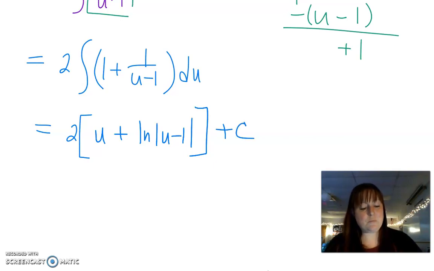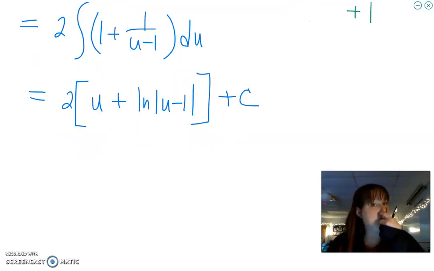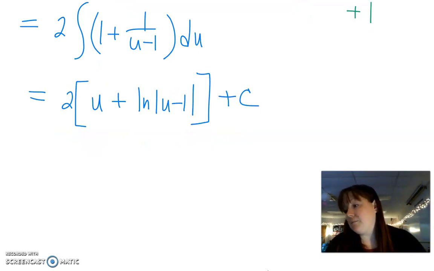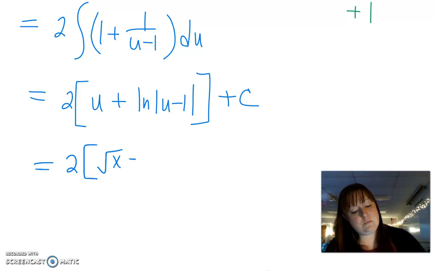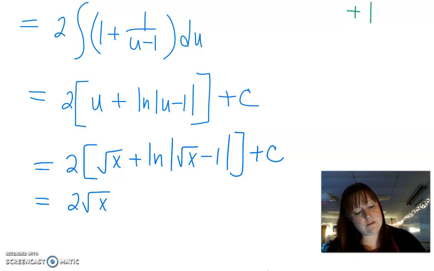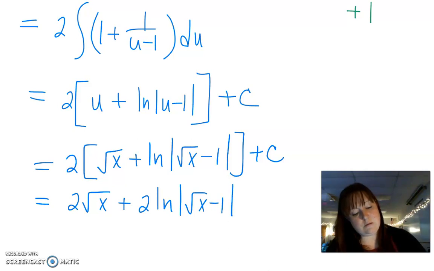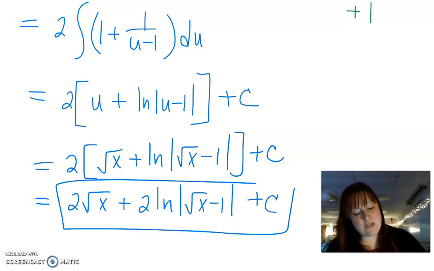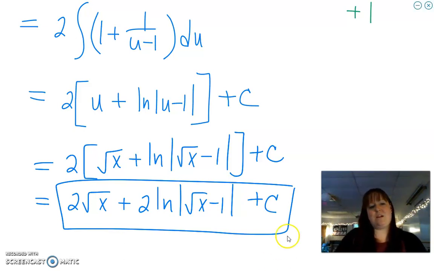Plus c. And then we've got to get this back in terms of x. So we know that u is square root of x. So we just sub that back in. 2 times square root of x plus ln absolute value square root of x minus 1, plus c. And then we have 2 root x plus 2 ln absolute value square root of x minus 1 plus c. And we're done. Okay, so that wasn't as bad as you thought, right? I hope not. That's all for integrating logs.